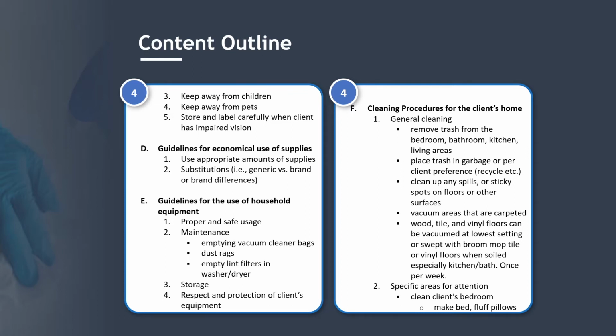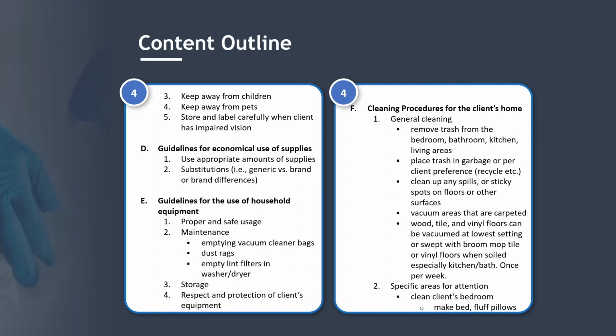D. Guidelines for economical use of supplies. Use appropriate amounts of supplies. Substitutions, i.e. generic versus brand or brand differences. E. Guidelines for the use of household equipment. Proper and safe usage. Maintenance, such as emptying vacuum cleaner bags, cleaning out dust rags, and emptying lint filters in the washer or dryer. Storage. Respect and protection of client's equipment.